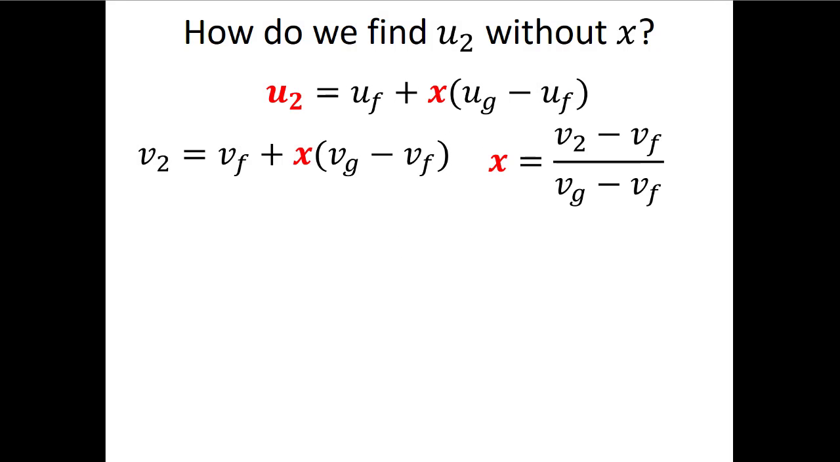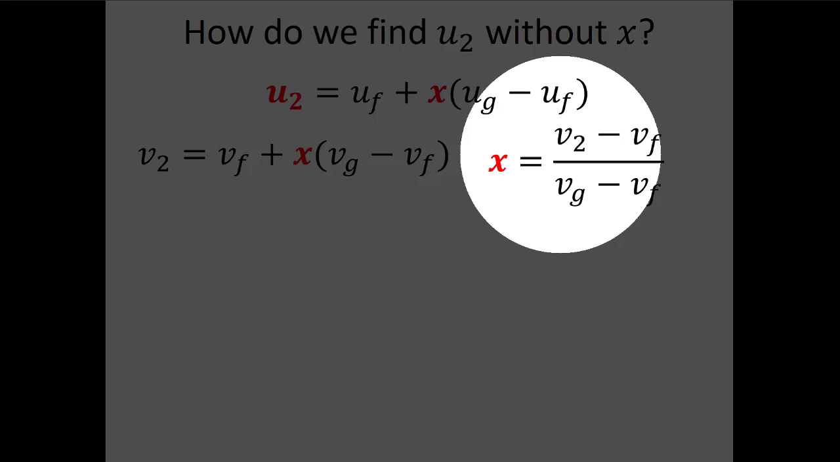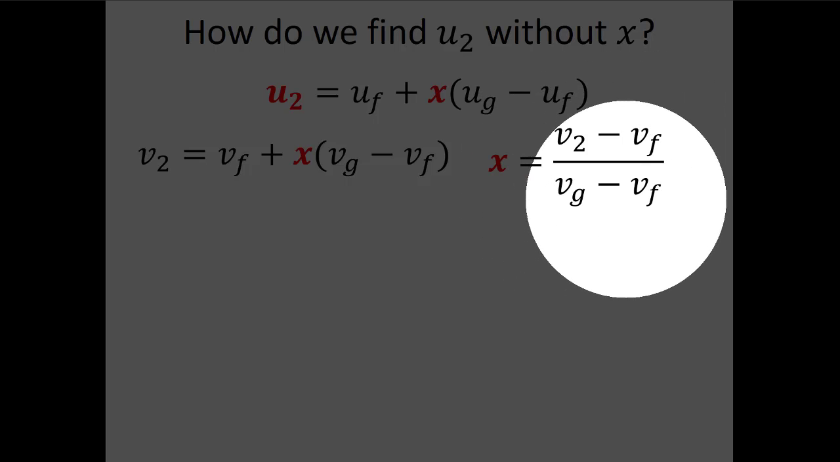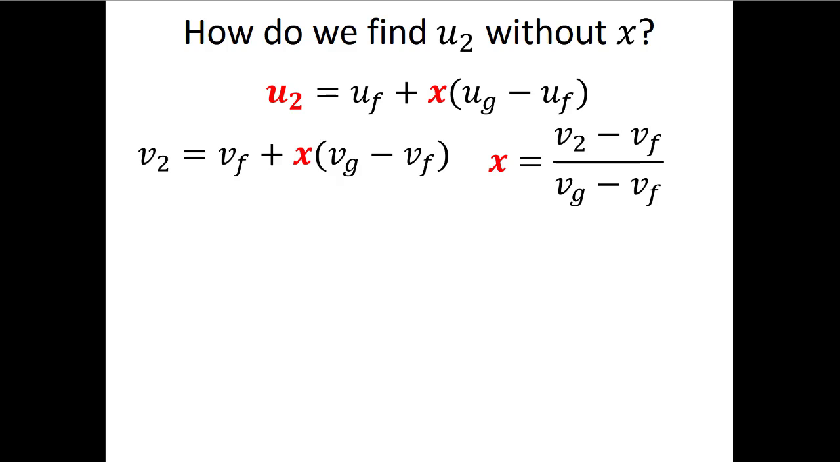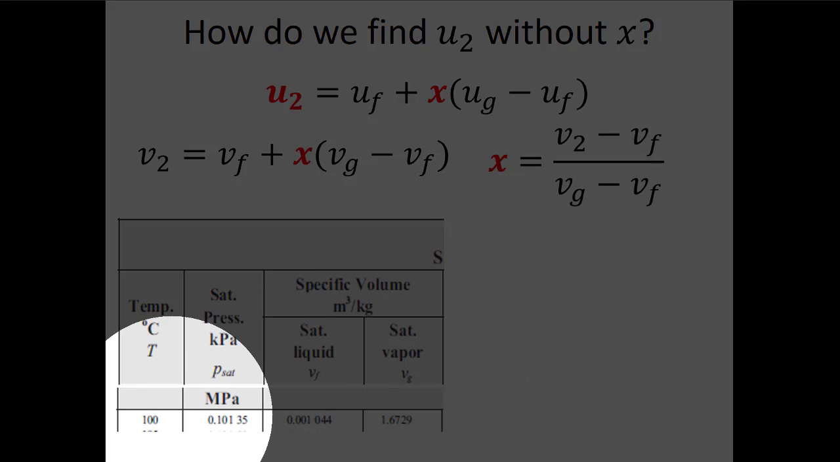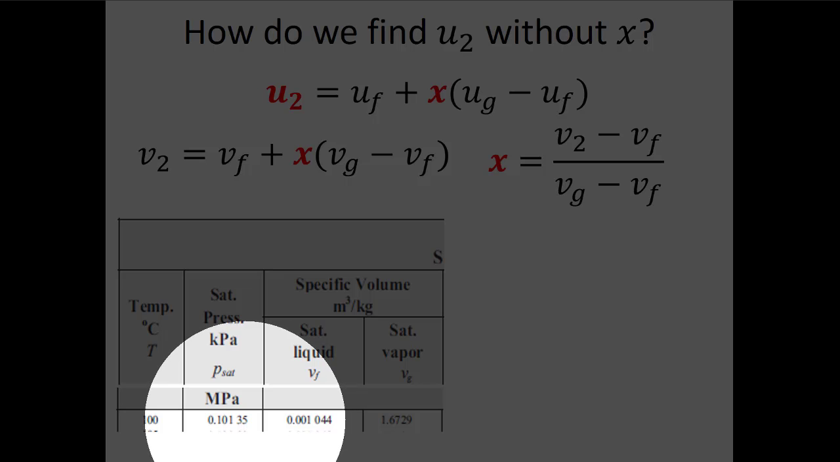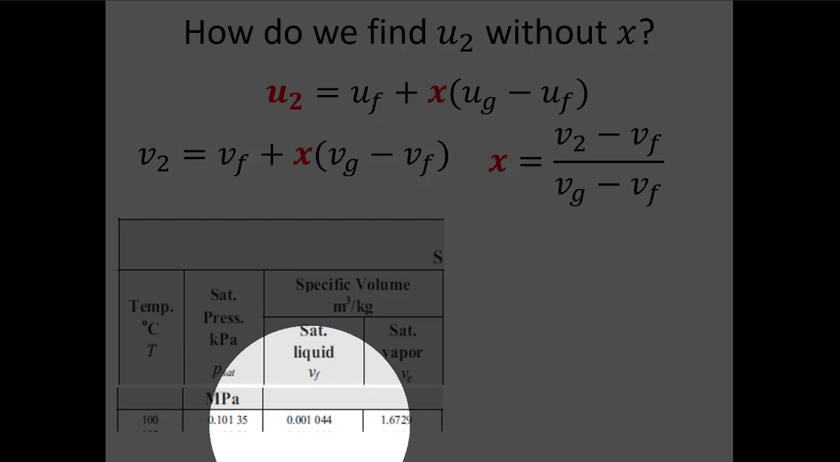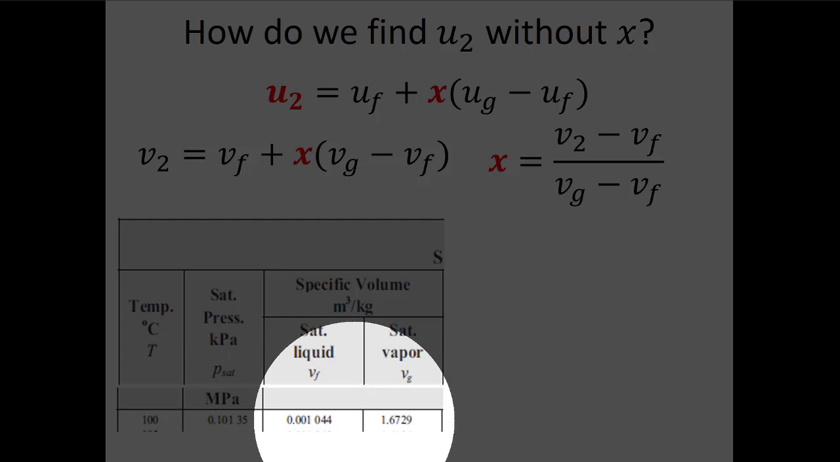I'm going to rearrange this to isolate X, and I see that the quality is V2, that's the one I know, minus VF, divided by VG minus VF, right? Where all of these are at 100 degrees, because now we're looking in the table for the temperature where water's boiling at 1 atmosphere. So the temperature is 100 degrees. So I look on the table, right? I took a snip of it here. I find the row that's 100 degrees, and I notice that the pressure associated with boiling at 100 degrees is the pressure that I have in the problem. I know VF, again, about 1 over 1,000, and I know VG.